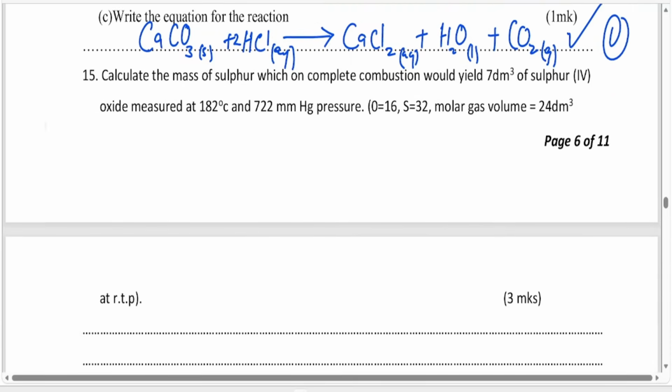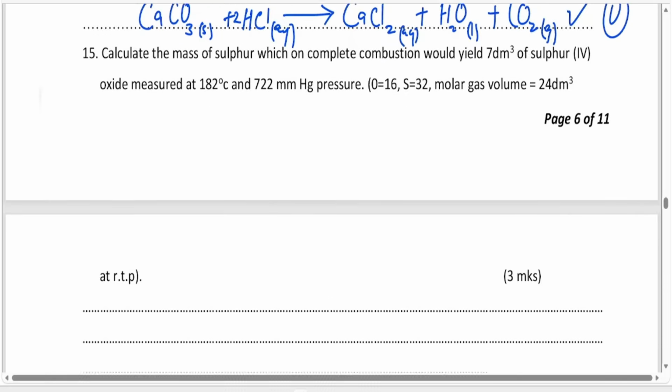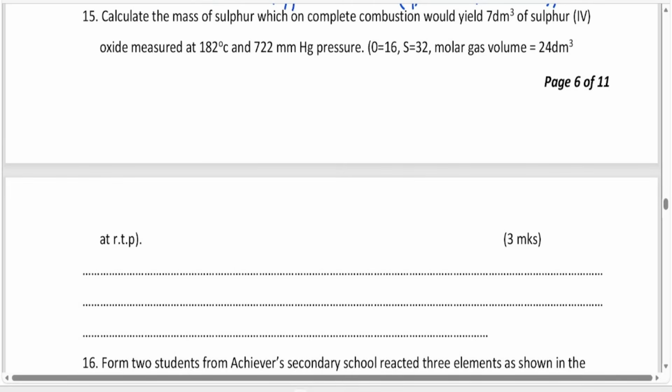Moving to question number 15. Calculate the mass of sulfur which on complete combustion would yield 7 liters of sulfur dioxide measured at 182 degrees Celsius and 722 millimeters of mercury pressure, given the relative atomic masses of oxygen 16, sulfur 32, and molar gas volume maintained at 24 liters at room temperature and pressure.